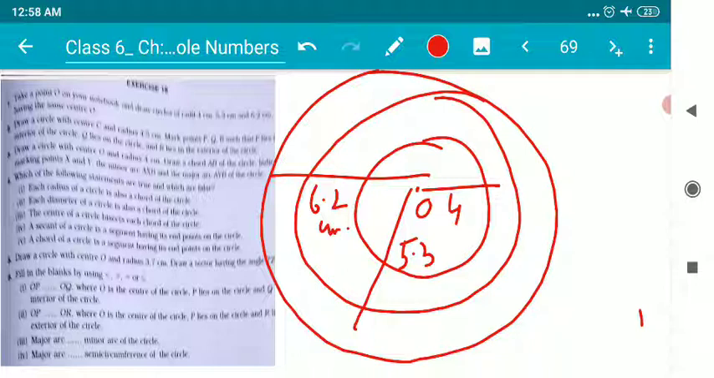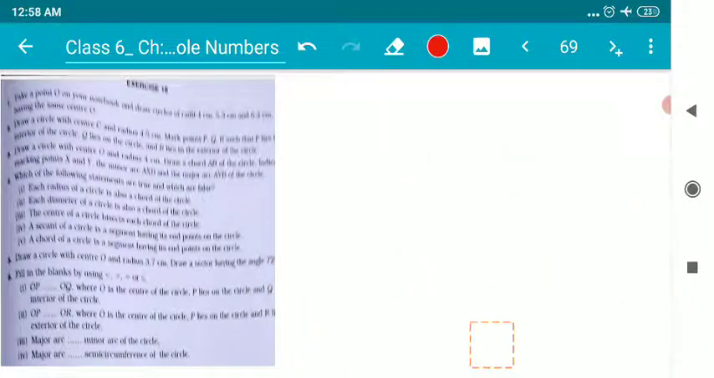Children, I cannot use compasses on my digital board. This is why I'm explaining orally. You will try out with compasses by taking the actual measure of the line segment. If the line segment is 4 centimeter, you have to take the measure of 4 centimeter, then 5.3, then 6.2, like this. I believe my explanation was very clear.